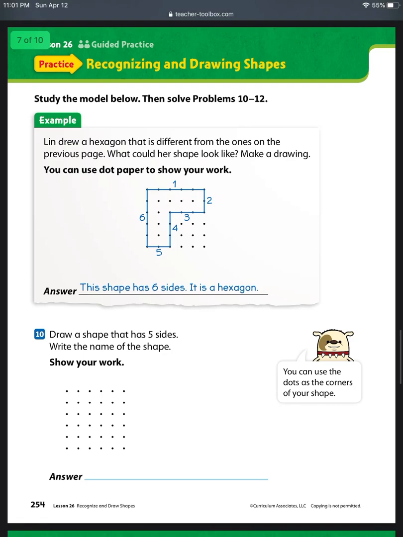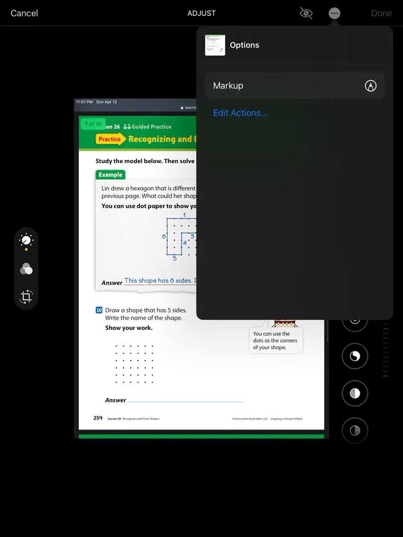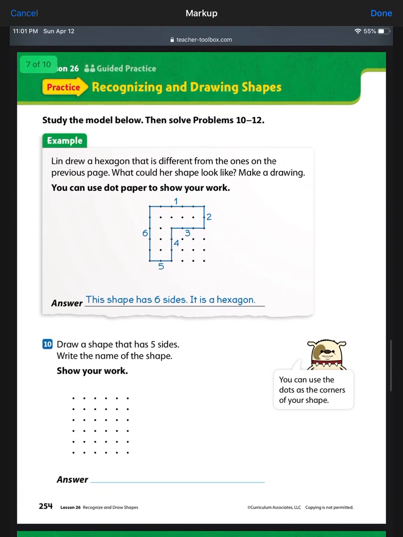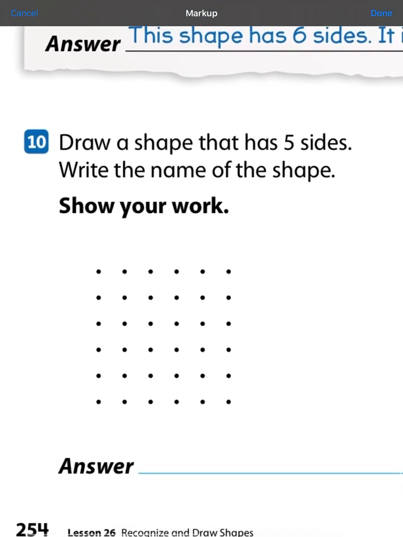All right. So let's look down at number 10. It says, draw a shape that has 5 sides. Write the name of the shape. So let's get our pencils out. If you do not have this page, just get out a piece of notebook paper and you can draw the shapes with me. You don't have to have dots. You can just draw the shapes that I draw. So we're drawing a shape that has 5 sides and we're going to write the name of the shape. Okay? So let's see. 5 sides.